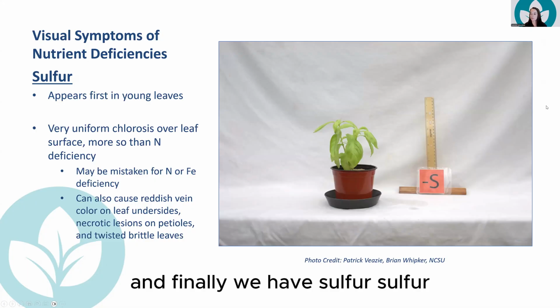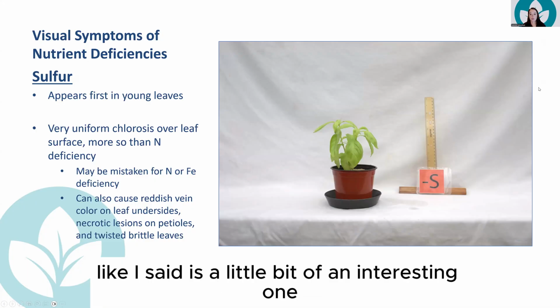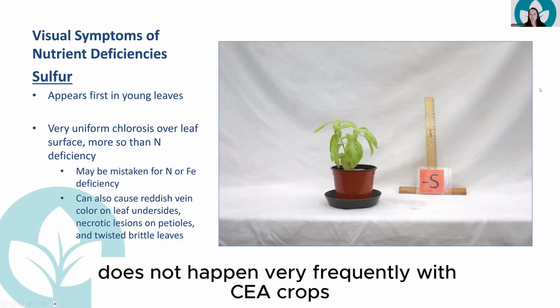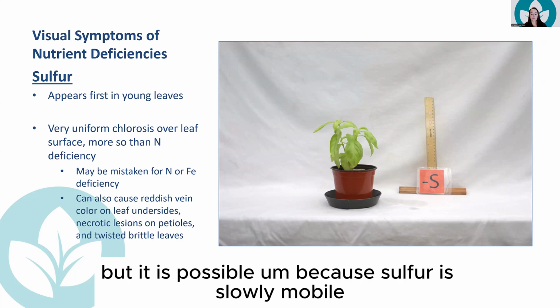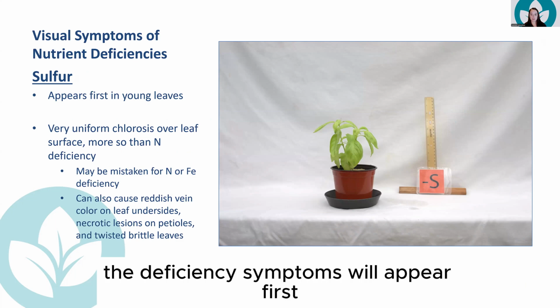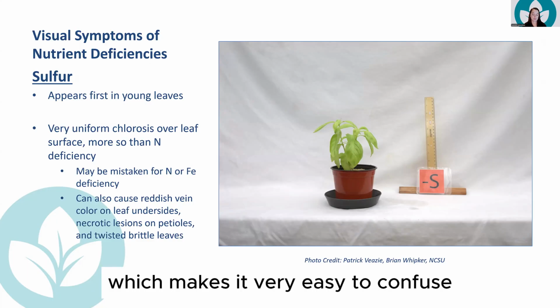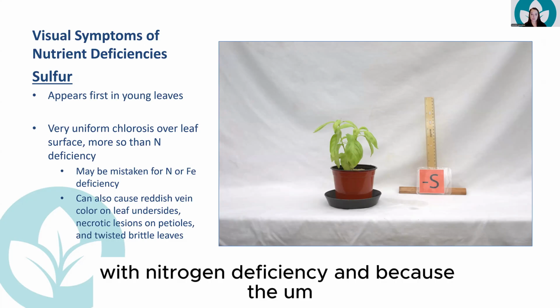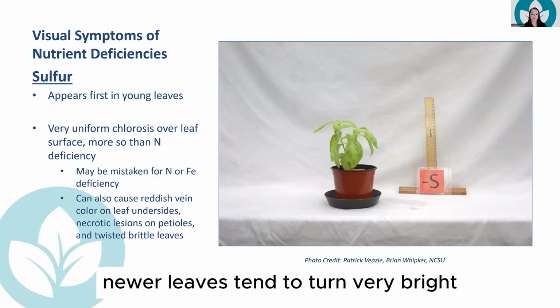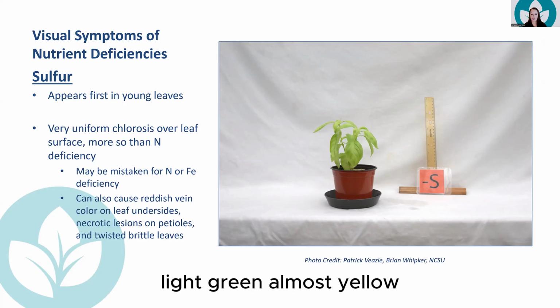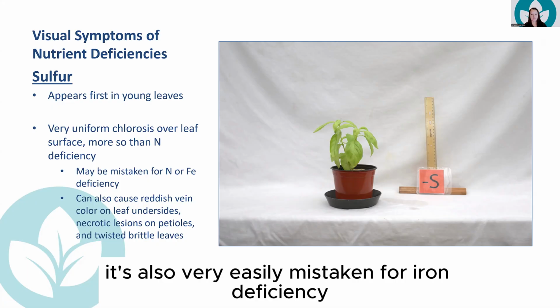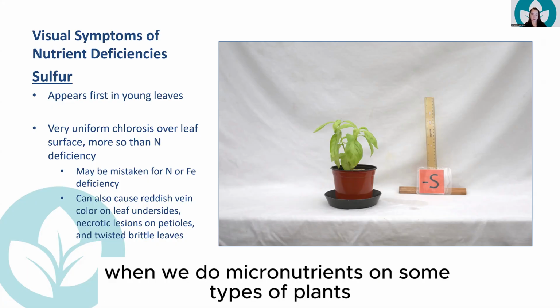And finally, we have sulfur. Sulfur, like I said, is a little bit of an interesting one. Deficiency in sulfur does not happen very frequently with CEA crops, but it is possible. Because sulfur is slowly mobile, the deficiency symptoms will appear first in young leaves. However, the symptoms are very uniform chlorosis and stunted growth, which makes it very easy to confuse with nitrogen deficiency. And because the newer leaves tend to turn very bright, light green, almost yellow, it's also very easily mistaken for iron deficiency, which we'll cover when we do micronutrients.